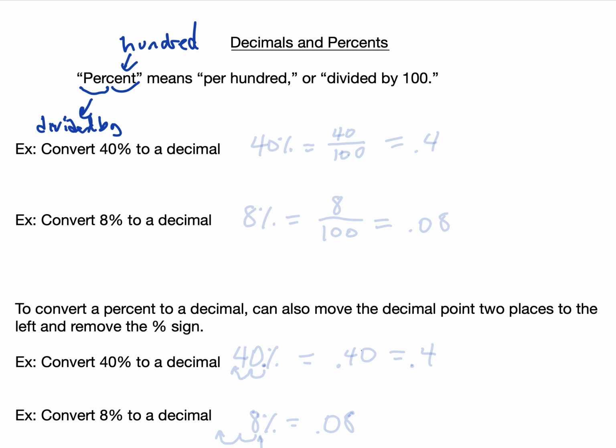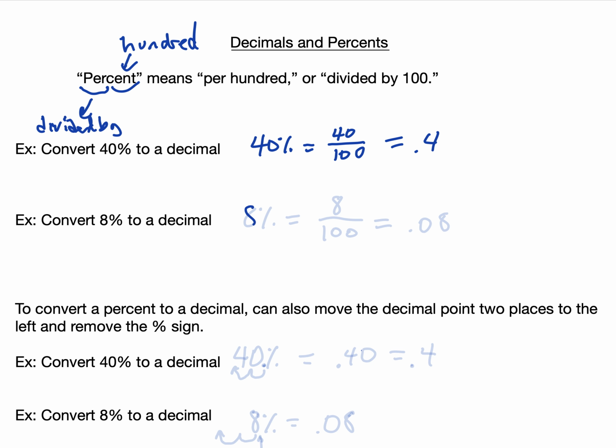So if we look at the example of converting 40% to a decimal, then we can note that 40% is the same thing as 40 divided by 100, which is 0.4. So if you did 40 over 100 in your calculator, you'd get 0.4, or just moving the decimal over two places when you divide by 100, you would get 0.4. And so 0.4 is the decimal equivalent of 40%.